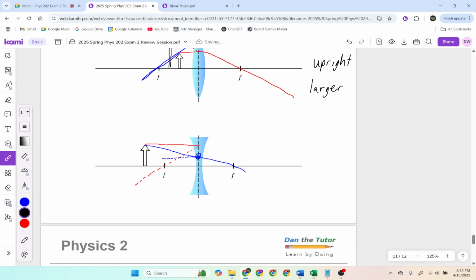And right there, where my two dotted lines intersect, that is where the image is formed. As I can see, it's virtual, upright, and definitely smaller. Any questions?